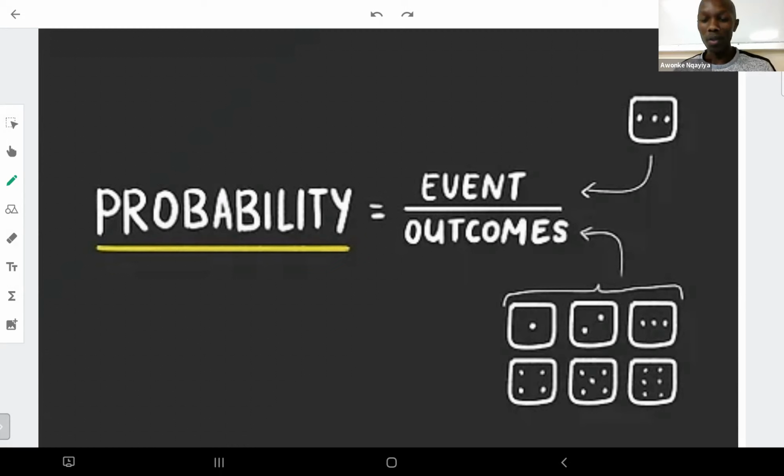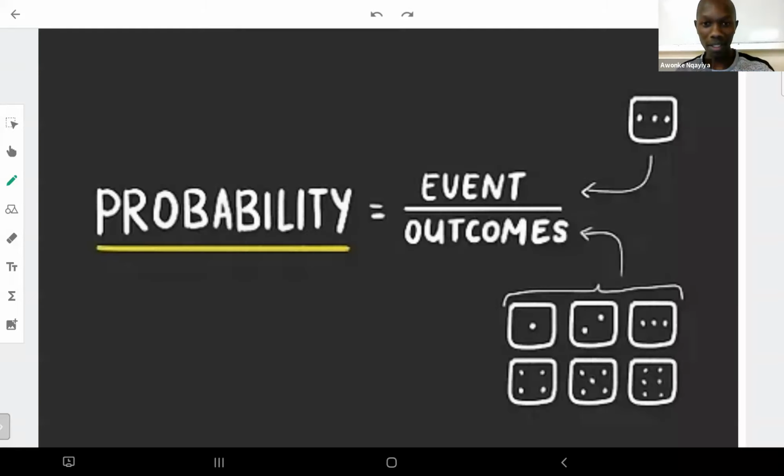So that is what we are going to be talking about today, and we will dive deep into other things such as the Venn diagram, the tree diagram, independence, mutually exclusive events, and stuff like that. So let us begin. I want to begin by defining what we mean by events. From the previous slide, we said that probability is an event over outcomes. So an event is an occurrence.